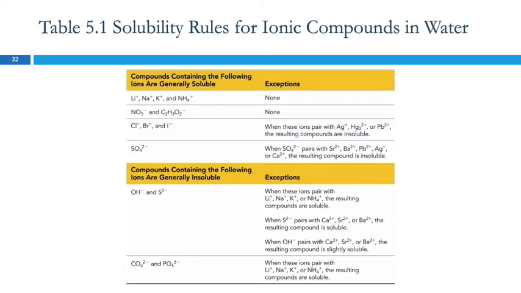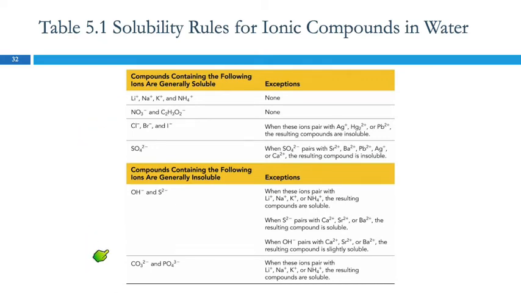And what we end up with is a list of rules. Now, these are rules, but there are some exceptions to the rules. And in your, I think it's the green piece of paper, the green handout, has a list of rules like this, but it's a little bit different. They shouldn't conflict with each other, but this one might not have everything that the other one has.